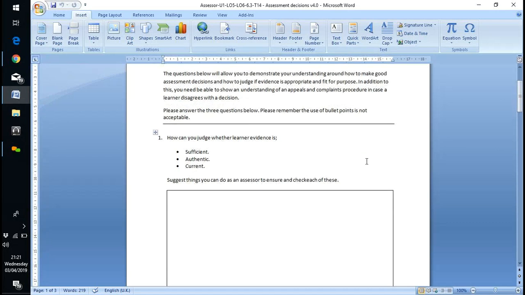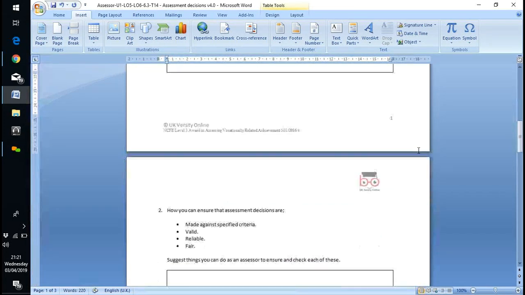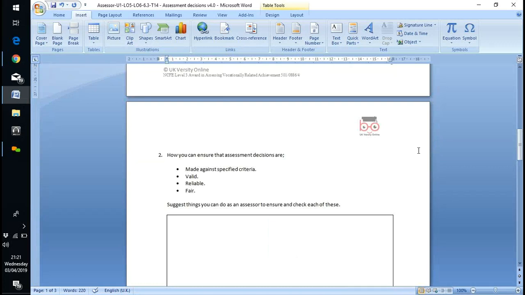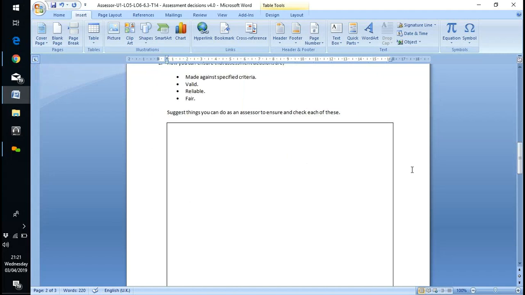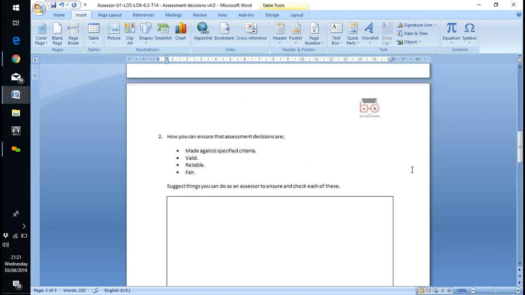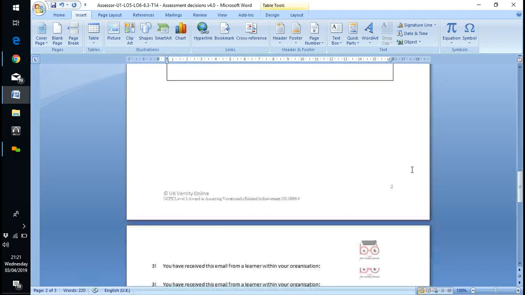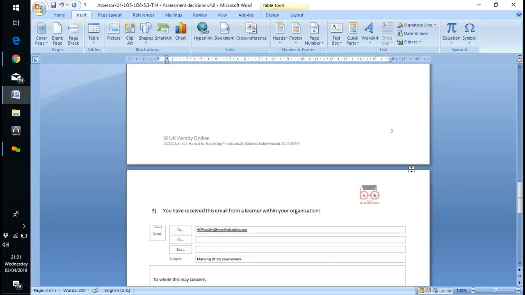So yeah, we're looking at how you can judge whether the learner's evidence is sufficient, authentic and current, and suggest things you can do in Assessor to ensure and check each of these. Again, you've got your box. How you can ensure assessment decisions are made against specific criteria, that they're valid, reliable and fair. This is in PowerPoint 5. There's some PowerPoint 5 on there that'll be in there. I'll come back to that in a second.